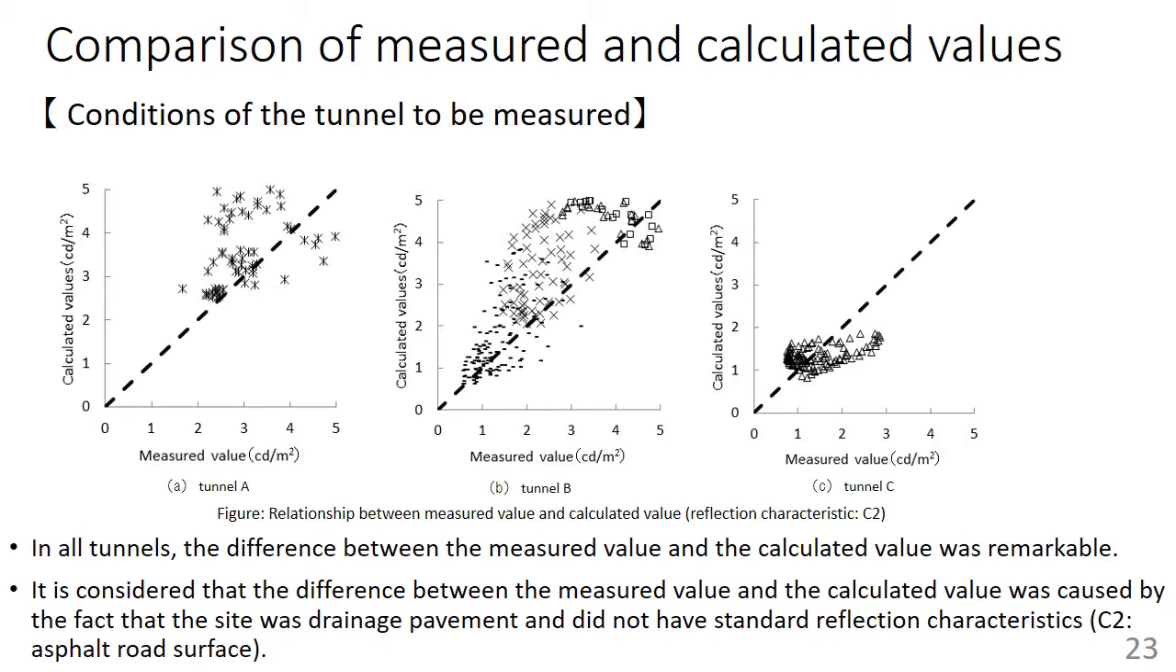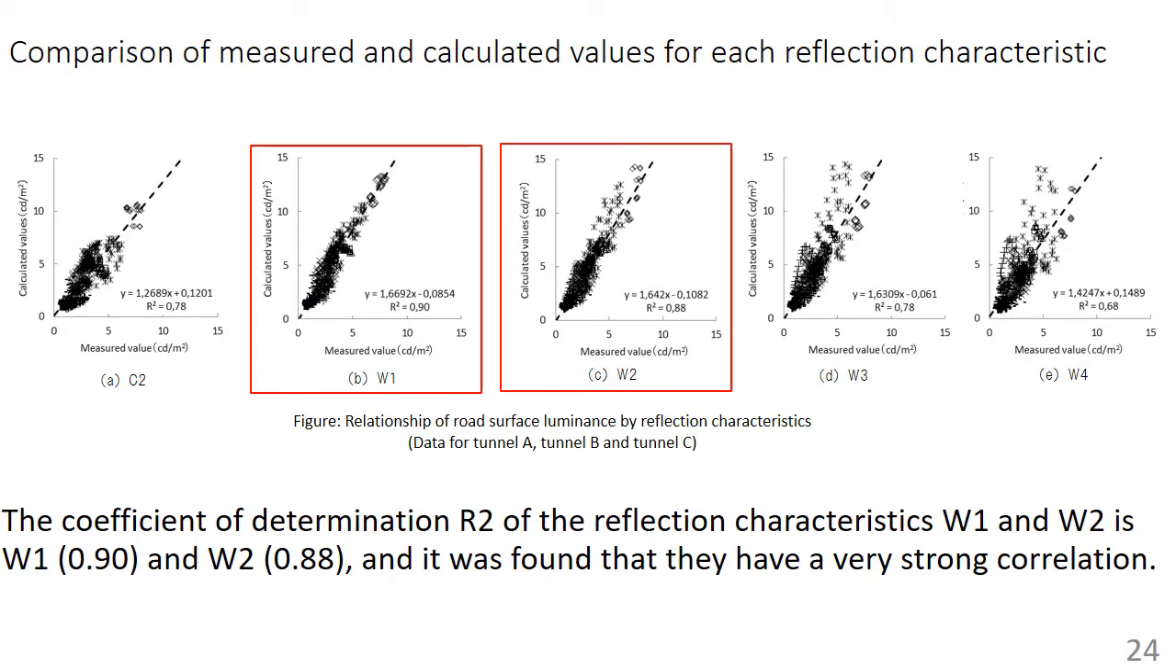Since it was drainage pavement, it is thought that the cause was that it did not have standard reflective characteristics. Drainage pavement is more mirrored than conventional pavement. Therefore, I compared the measured value with the calculated value using the W classification system.